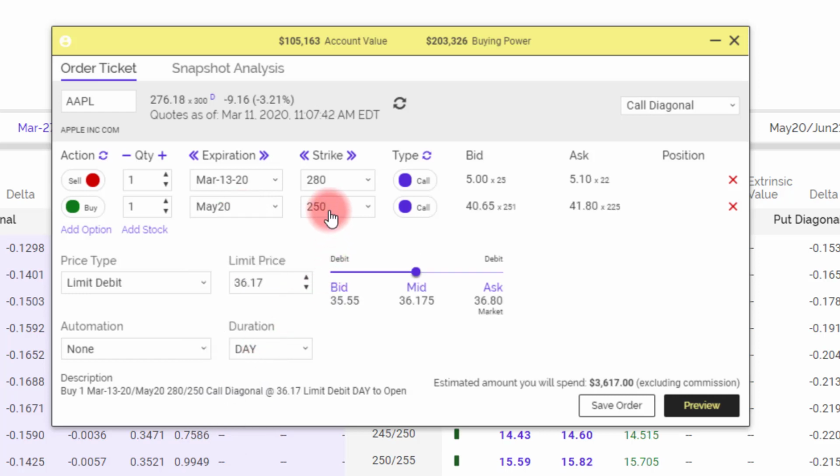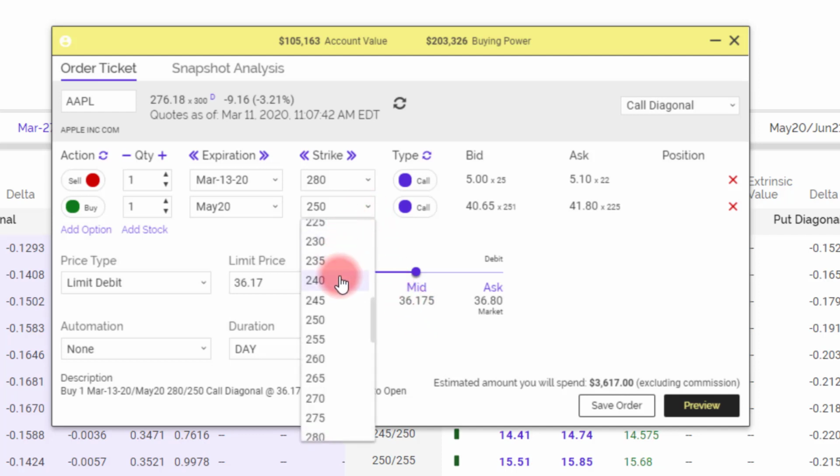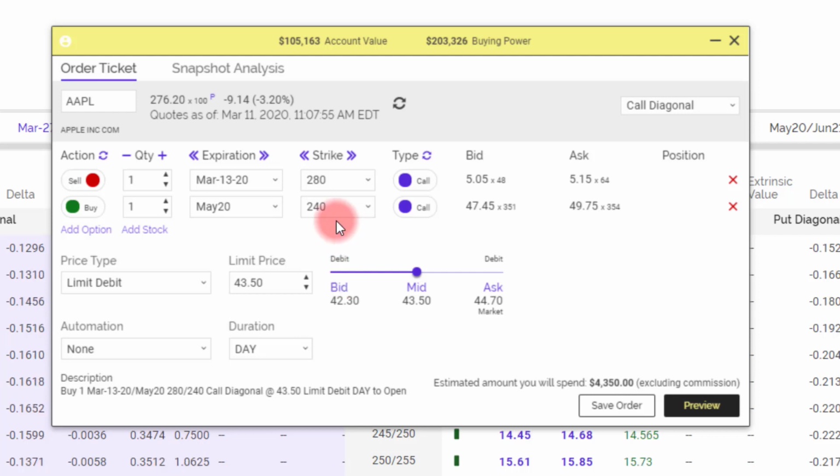I'm going to still keep the 250 long strike. So there's a $30 difference in strikes. The mid's 36. Still could potentially put us into a trap. So maybe I can come down to the 240 call. I've got a $40 difference in strikes. It's going to cost me $43.50. Still not good. You can see why it's so easy to step into these traps.